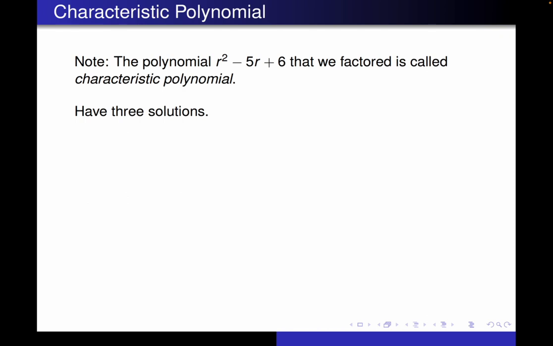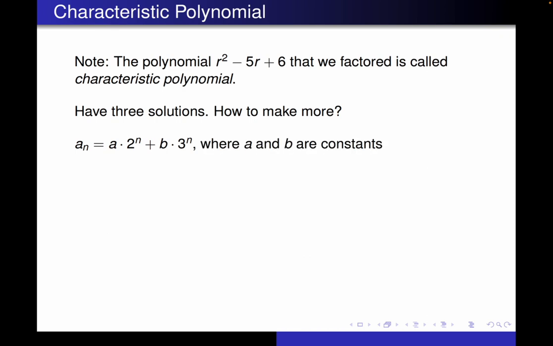The question is, can we use those solutions to find more? Well, we could try lots of different combinations, but it turns out the most effective way is to take each of those solutions, 2 to the n and 3 to the n, slap a constant next to it, so a times 2 to the n, b times 3 to the n, and then add those together, where again, a and b could be any constants that you could imagine, and then ask ourselves, do we get any solutions from those? The fancy phrase is we're taking a linear combination of our solutions. Again, that's not something that you have to memorize, just letting you know what the language is.